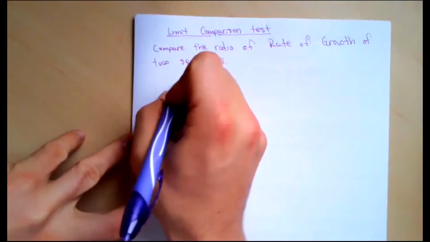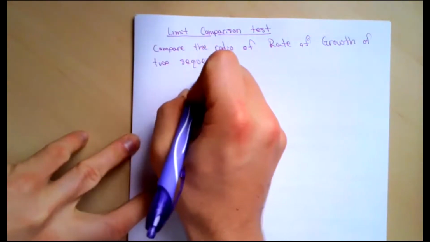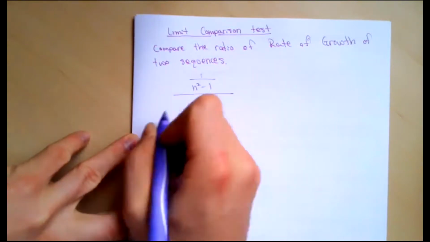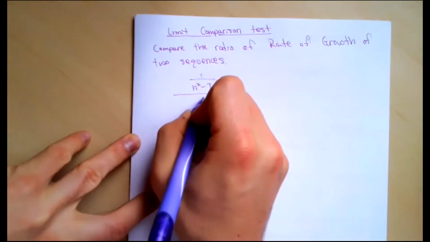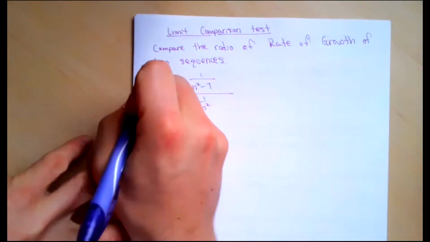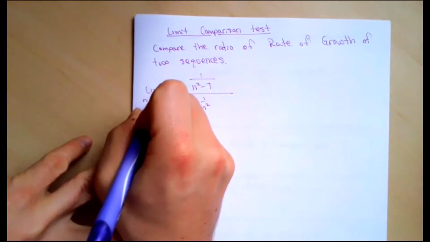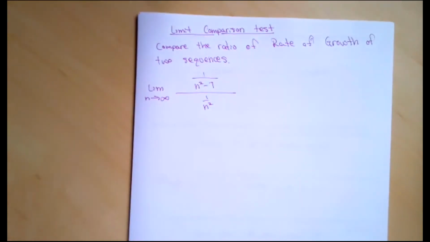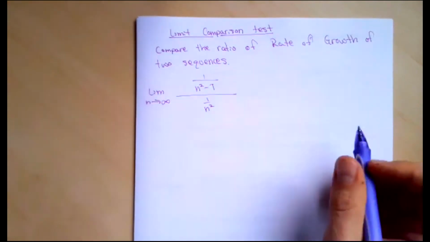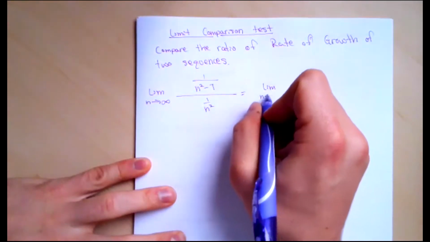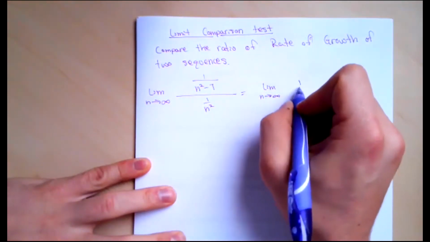So, let's compare our ratio. We want to compare the ratio of 1 over n squared minus 7 to 1 over n squared. And I want to know how these two sequences behave, comparatively speaking, as our limit goes to infinity. And so all of these tools for computing these limits still come into play.